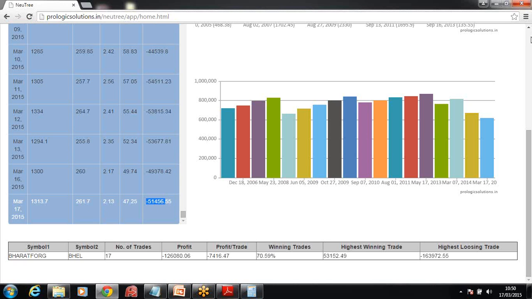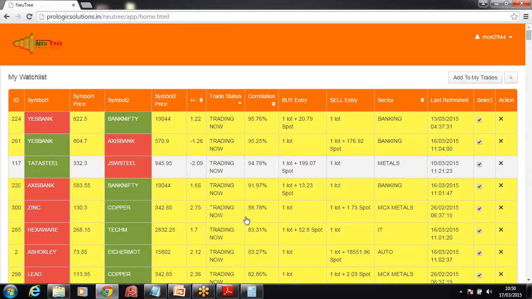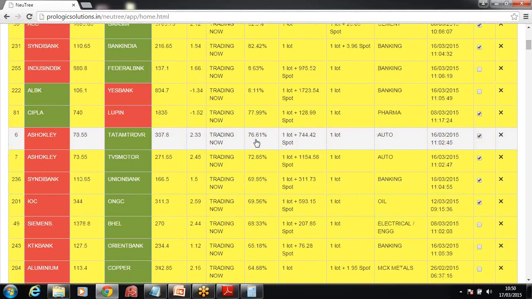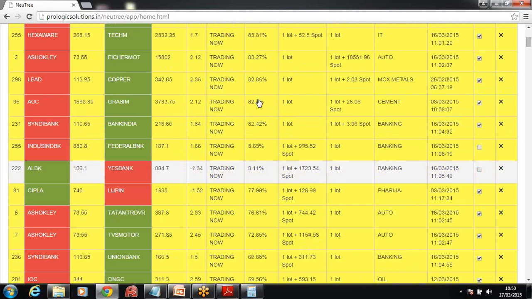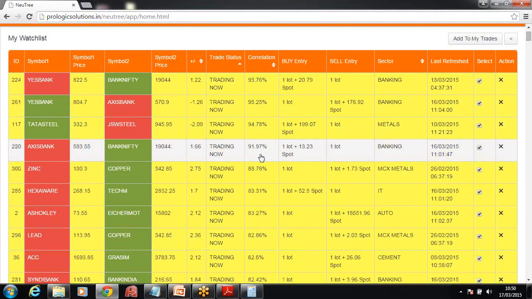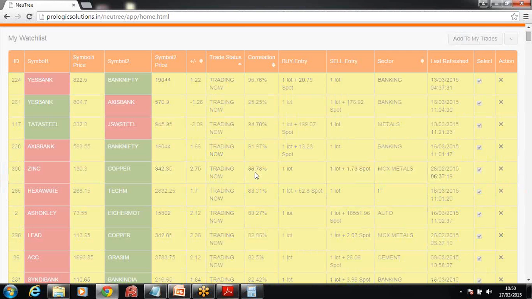So the first important thing is your correlation. I'll show you here. Bharat Forge BHEL, your correlation is 61%. So that is minus 10%. So you ignore these kinds of trades. I can show you many more trades like that. So the first thing you'll have to look at is the correlation part, and the second thing is your winning trades, the number of winning trades.